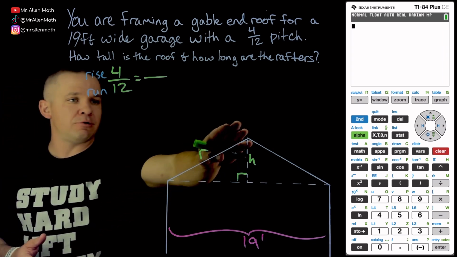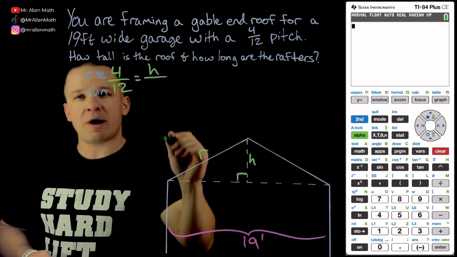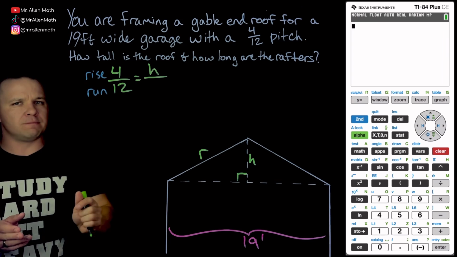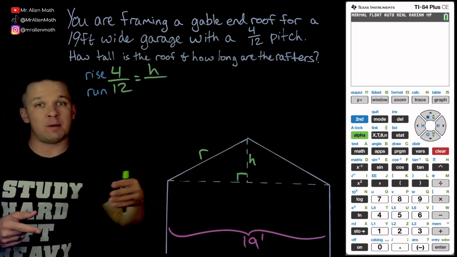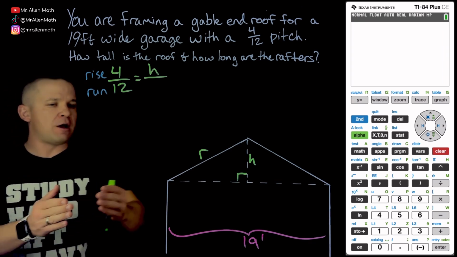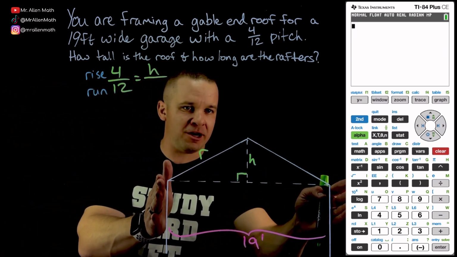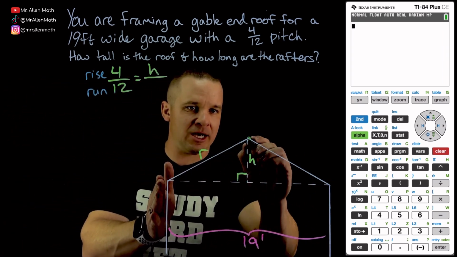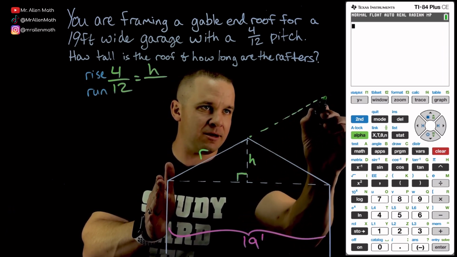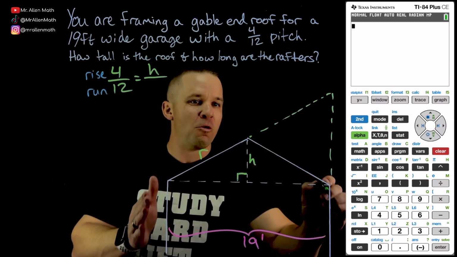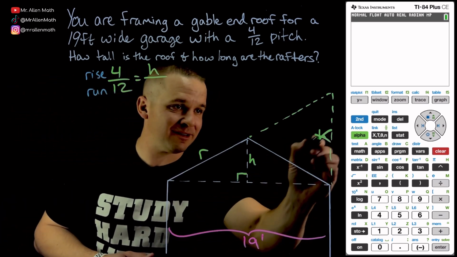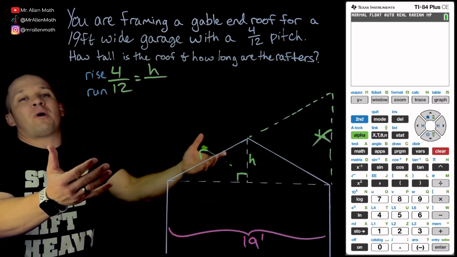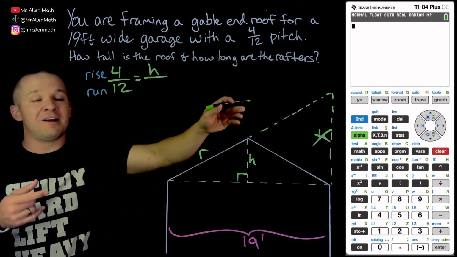Now, I don't know my rise, it's my height, but do I know my run? Well, I've got a building width of 19 feet. Is that my run that I should be mathing with? Well, if I do an entire 19-foot run, what's going to happen is I'm going to get this height way the heck over here. Do I want that height? No, I do not want this height. It'll be twice the height, right?